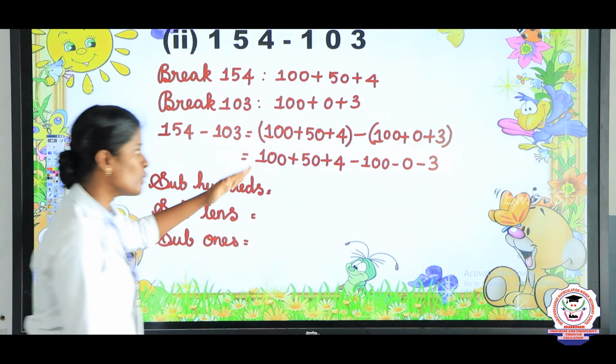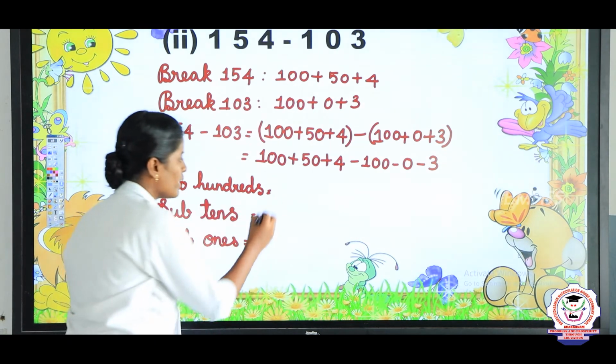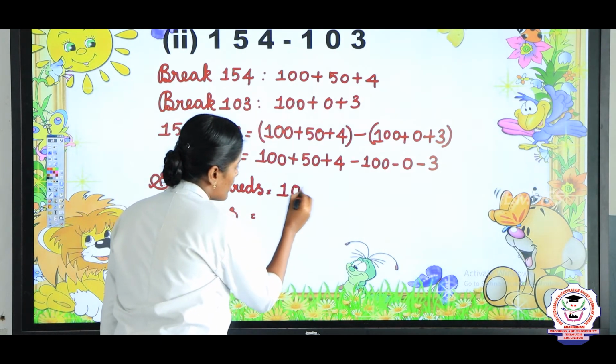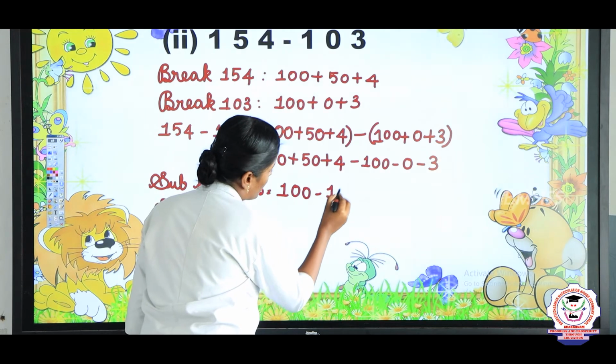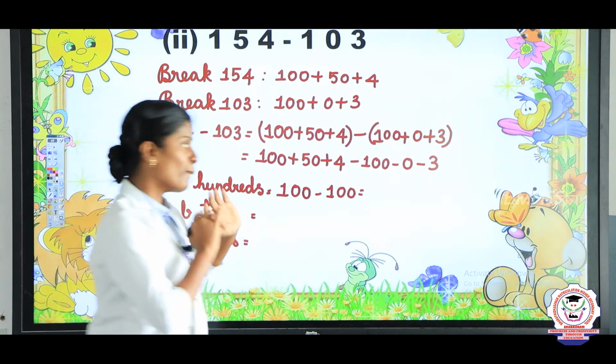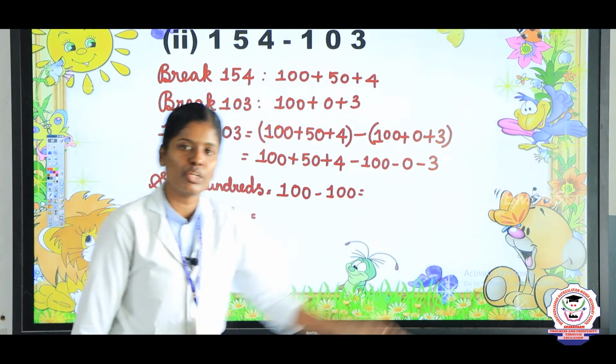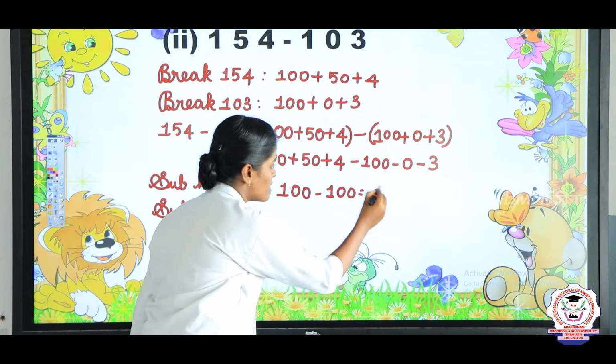Here the hundreds values are 100, 100. Already they are given. So take and write 100 minus 100. So what is the answer? Here we got both the same number. So when the same number is subtracted, the answer is 0. So write the answer 0.